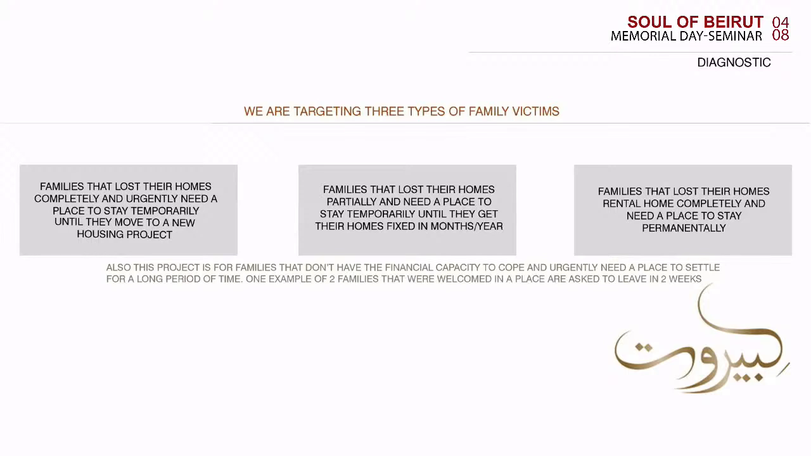And we targeted three types of family victims. First, we had the families that have their houses completely destroyed and unrepairable, and they needed a new place to stay permanently. And some other families had their homes partially destroyed and repairable, but they need a year or a couple of months to be repaired. So they needed a place to stay temporarily until they get back to their homes after being fixed. And third, we had the families that were living in old rent system and they got ousted by their landlords. So they need a place to stay temporarily, permanently.